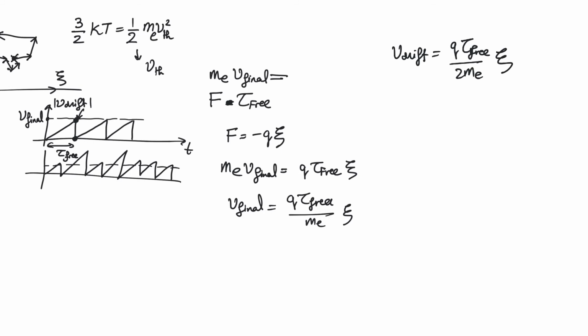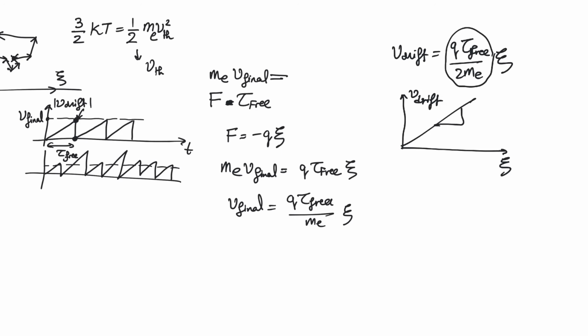Now, this describes a relationship between the velocity of an electron and the electric field that the electron is put in. And it is suggesting something very important: that the velocity of the electron is directly proportional to the electric field. So if we draw the velocity versus the electric field, we will obtain a straight line whose slope is interesting. The slope, or the constant of proportionality, is all of this. And what do we call it? We call it mobility. This is the mobility of the electrons, mu n, which is equal to Q tau free divided by 2 me.